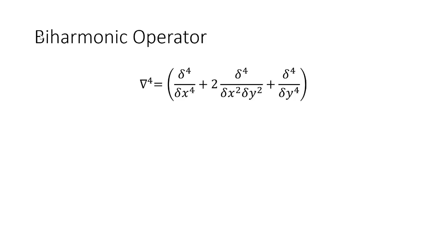The biharmonic operator, that's del to the fourth, which traditionally is going to be equal to partial to the fourth over partial x to the fourth. That's the fourth derivative in the x direction, plus 2 times basically the second derivative in the x direction times the second derivative in the y direction, plus the fourth derivative in the y direction, which can also be written as the second derivative in the x direction plus the second derivative in the y direction, squared.